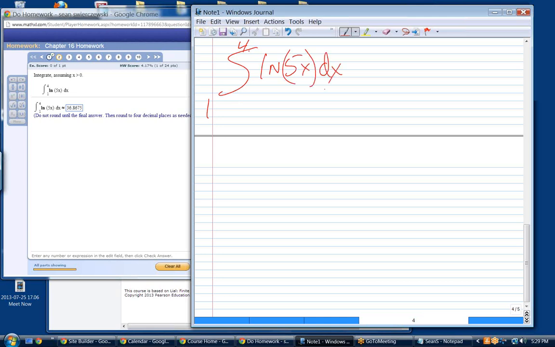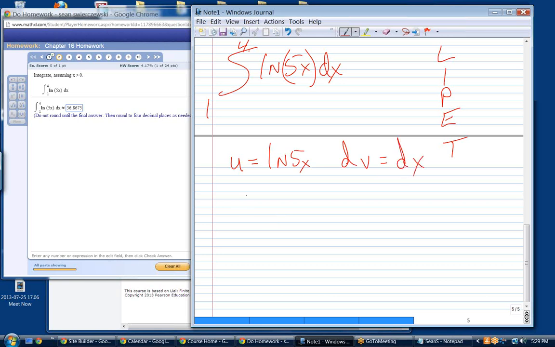This is the difficulty of integration. So based on LIPET, what should I let u be? Logs. Natural log of 5x. What is dv? dx. Remember, my master formula is when I want to take the integral of u dv, it's equal to u times v minus the integral of v du.